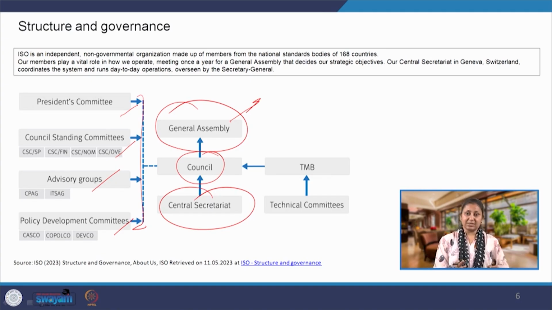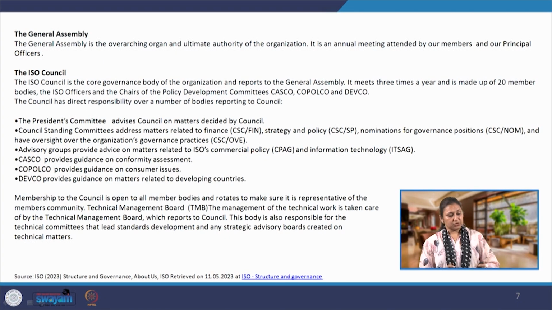But then General Assembly comprises all the members, and the major decisions and the approvals happen through the General Assembly, is what we understand. Then we also have technical committees which will contribute and support the councils. Now, we will see what each one of these does. So, as I said, General Assembly is the overarching organ and the ultimate authority of the organization, like in the majority of organizations we have seen. In the United Nations, the General Assembly is the biggest organ. There, an annual general body meeting is held, and it is attended by all the members and principal officers.